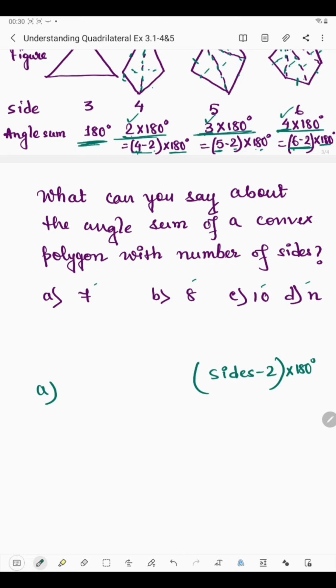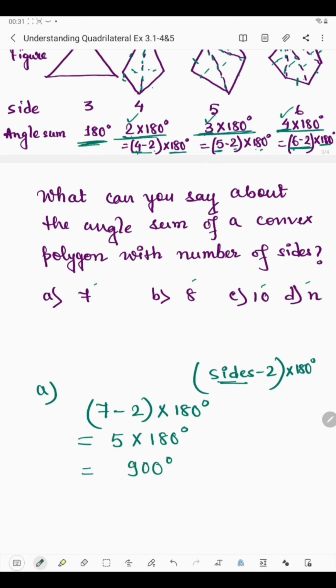Okay. So in the first part we have 7. 7 is the number of sides and we have to find the sum of angles of this polygon. If the number of sides is 7, then in place of sides we will put 7. So 7 minus 2 into 180 degrees. So 7 minus 2 is 5. 5 into 180 degrees. 5 zeros are 0, 5 8s are 40, 0 and 4 carry, 5 1s are 5, 6, 7, 8, 9. So the sum of the angles of a polygon with 7 sides is 900 degrees.